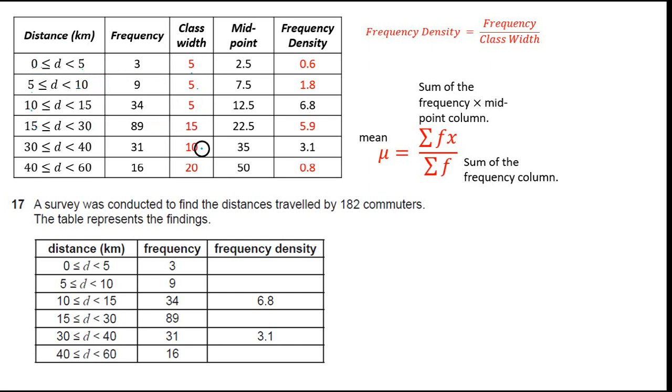So I've added these columns. Once you have this in the exam, you can add columns for class width and frequency density, and you write those values either on this side or on that side. Do you understand? Because you will use them for something.